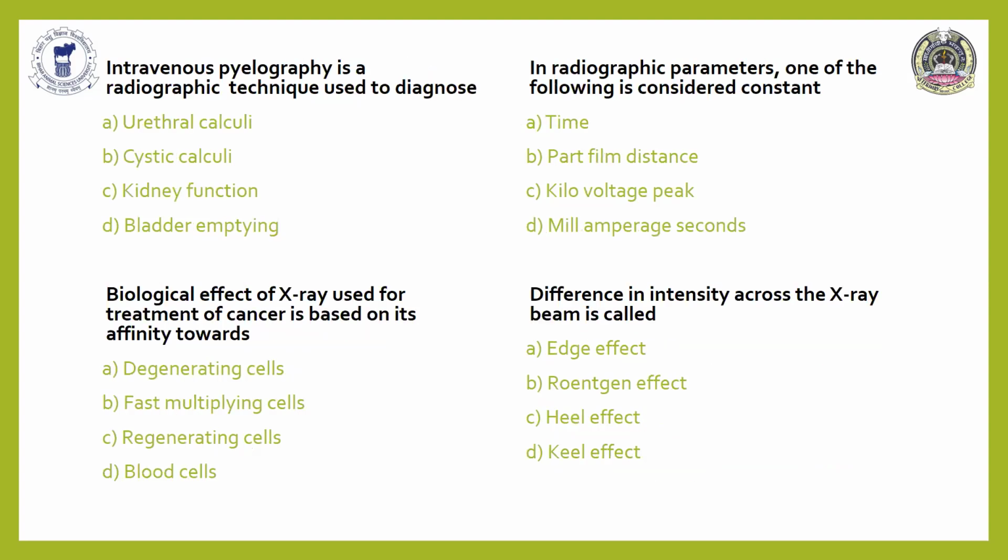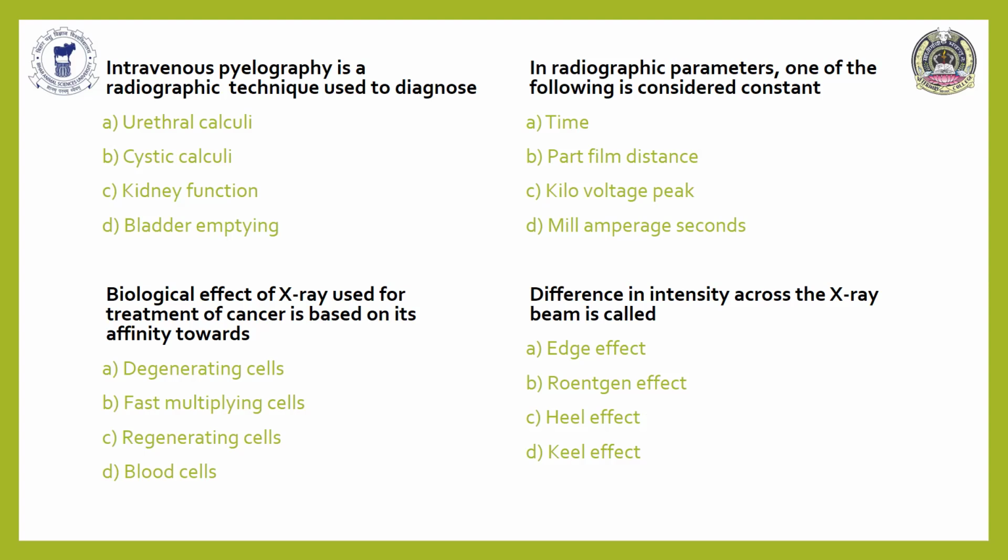Next question, IVP, intravenous pyelography, is a radiographic technique used to diagnose what? Bladder? Urethral? Pyelo does not mean bladder. As I told you, the technique's name itself tells you, unlike cystography. Whenever the name is intravenous pyelography, it relates to the renal pelvis, so kidney function is evaluated through it. You should know a technique like this, as it directly correlates with kidney function.